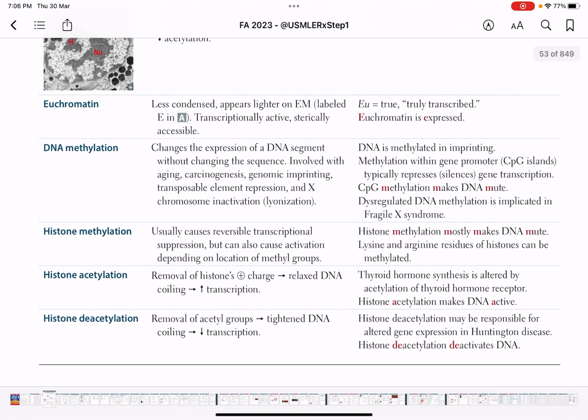Histone deacetylation is removal of the acetyl group, tightened DNA coiling, which leads to decreased transcription. Histone deacetylation may be responsible for altered gene expression in Huntington disease. Histone deacetylation deactivates the DNA.